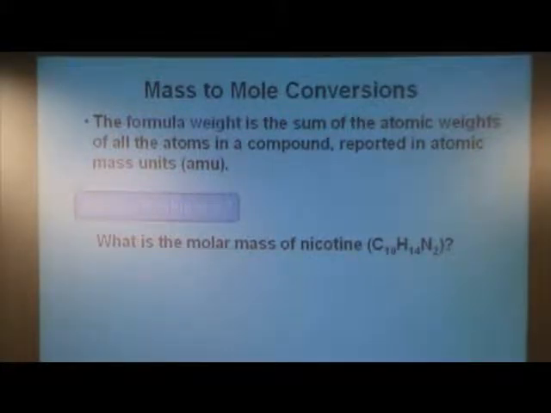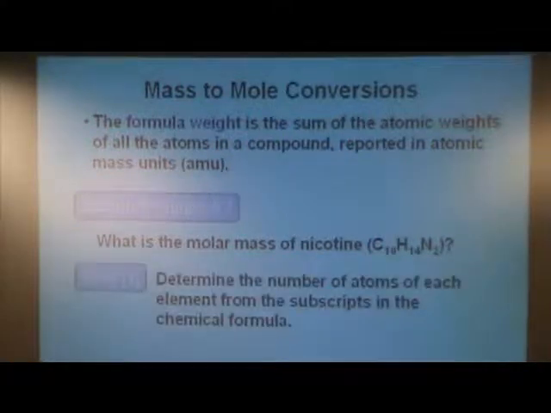C10H14N2. What do you do to calculate the molar mass? We need to determine the number of atoms of each element from the subscripts. How many atoms do we have? The number of atoms of each element. So carbon has 10, hydrogen has 14, nitrogen has 2. So that's the number of atoms, right?